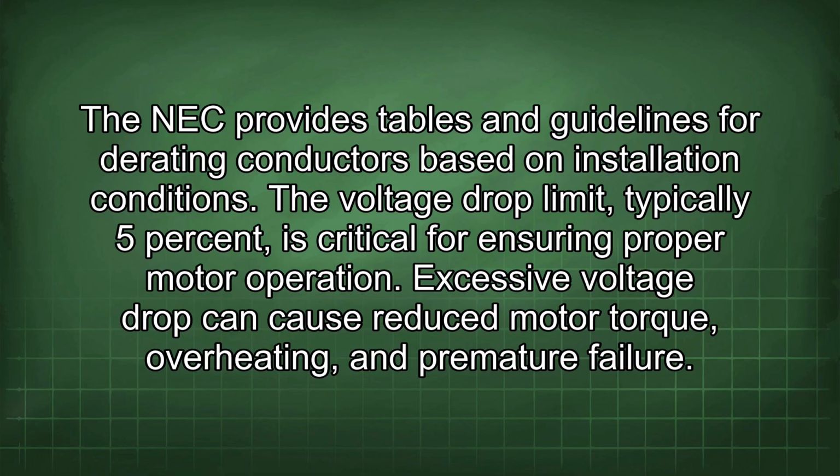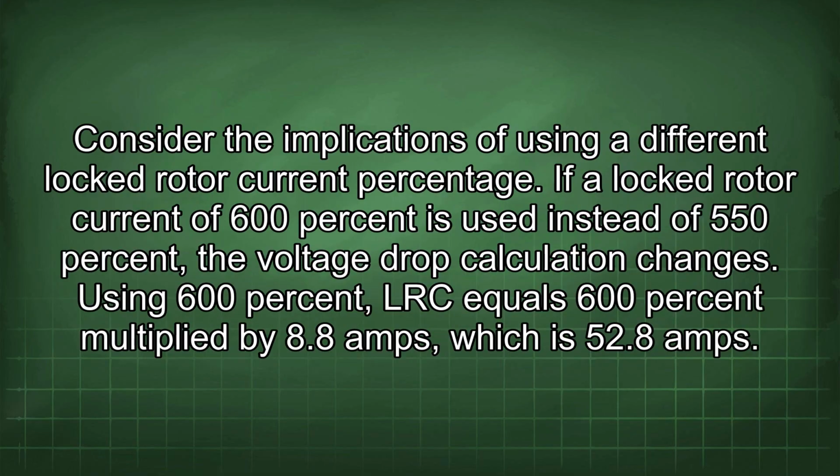The voltage drop limit, typically 5%, is critical for ensuring proper motor operation. Excessive voltage drop can cause reduced motor torque, overheating, and premature failure. Consider the implications of using a different locked rotor current percentage. If a locked rotor current of 600% is used instead of 550%, the voltage drop calculation changes.